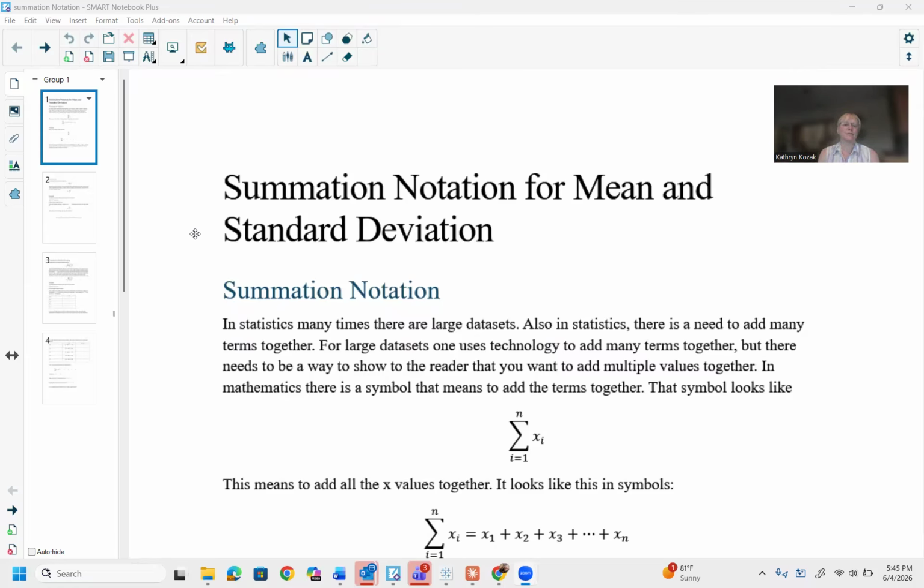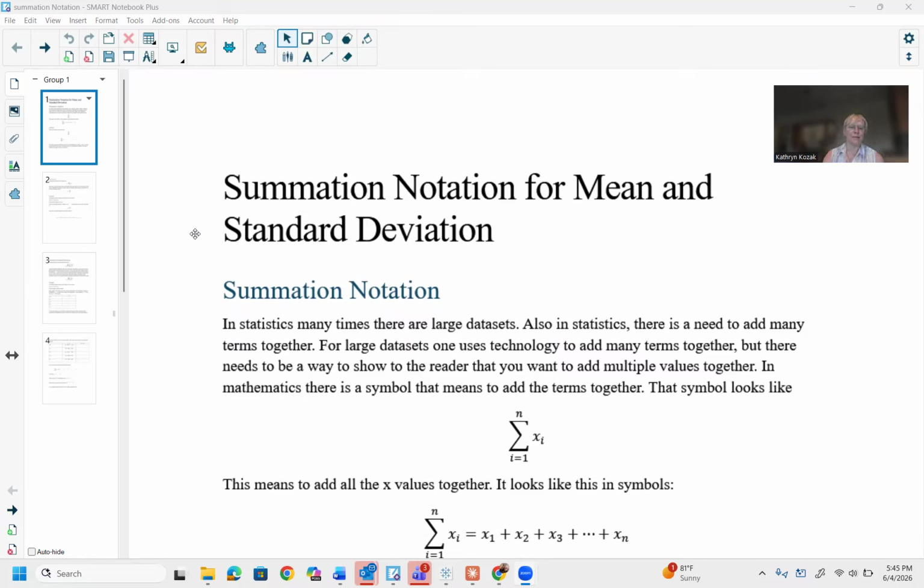Summation notation for mean and standard deviation. Summation notation in statistics is often used for large data sets. Also in statistics, there's a need to add many terms together. For large data sets, one uses technology to add many terms together, but there needs to be a way to show the reader that they want to add multiple values together.